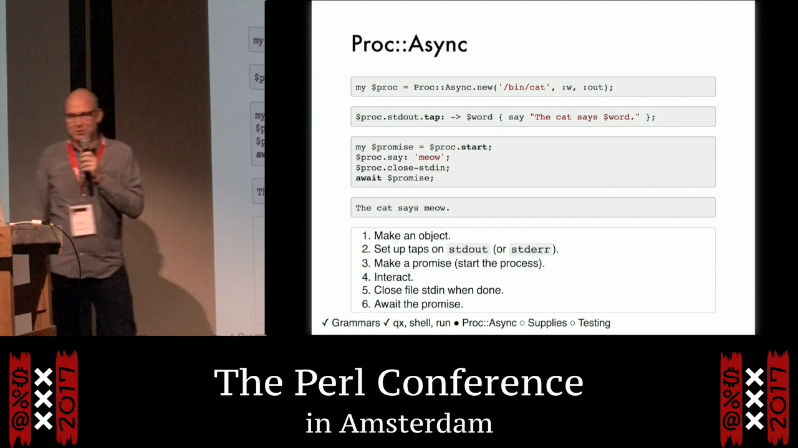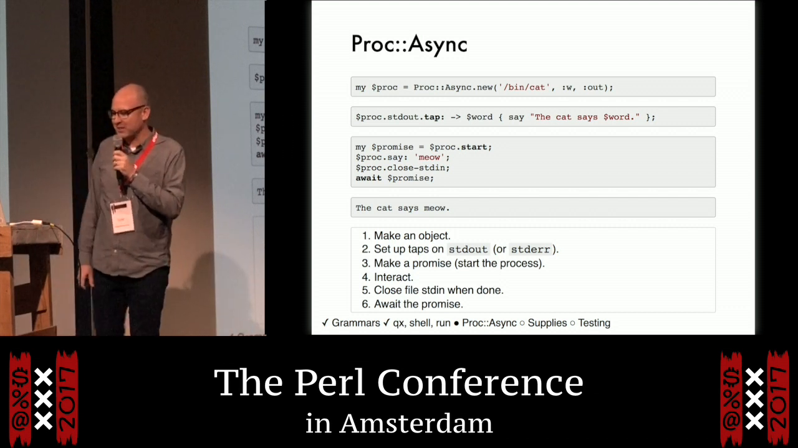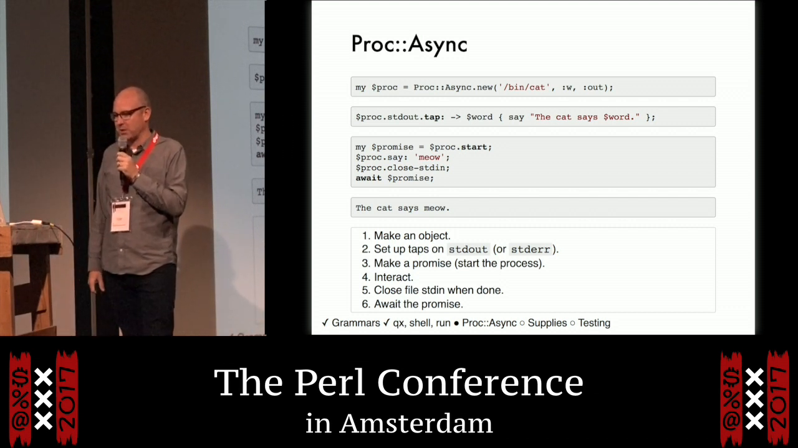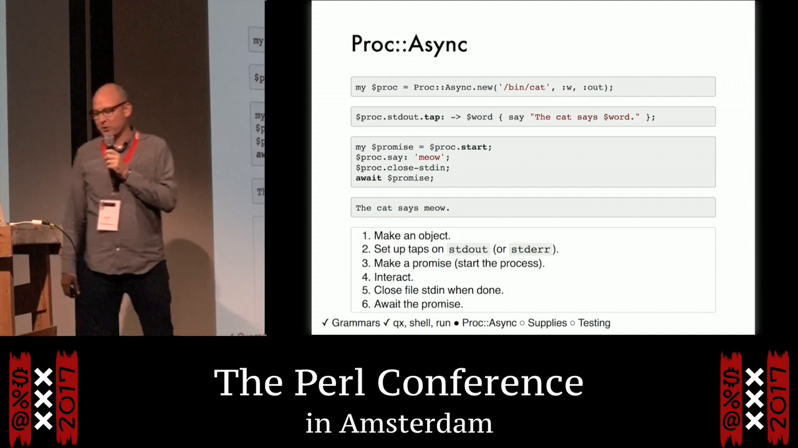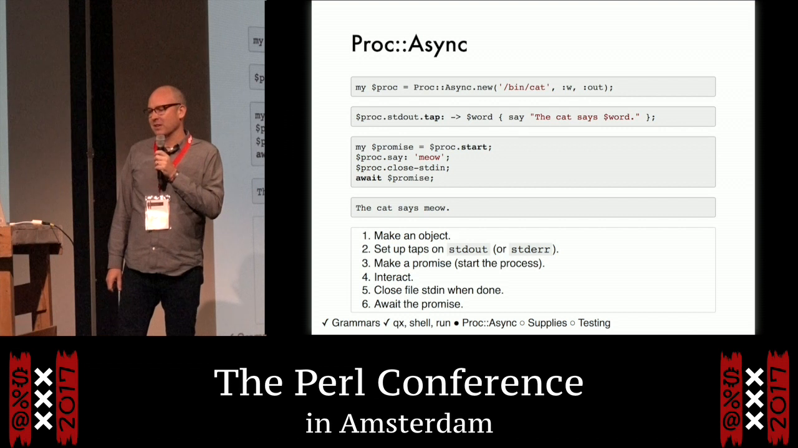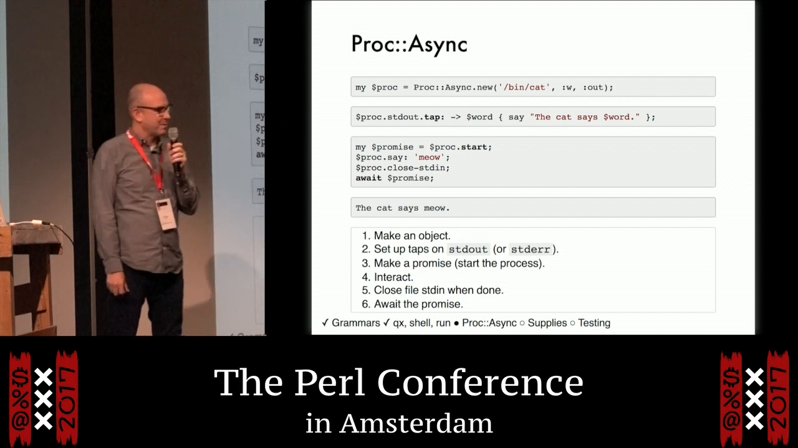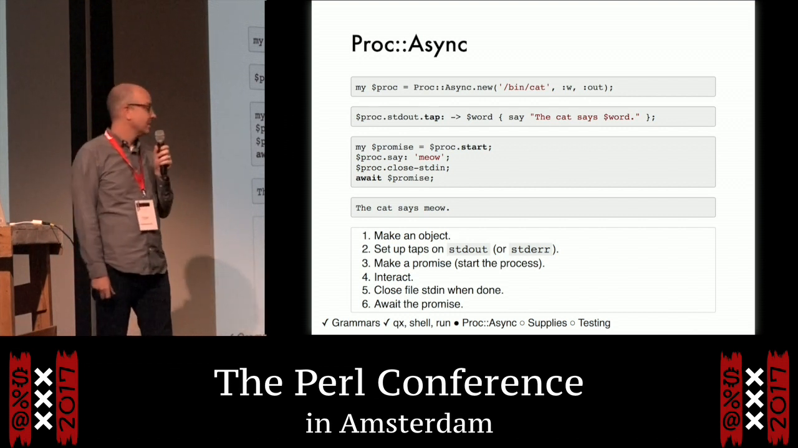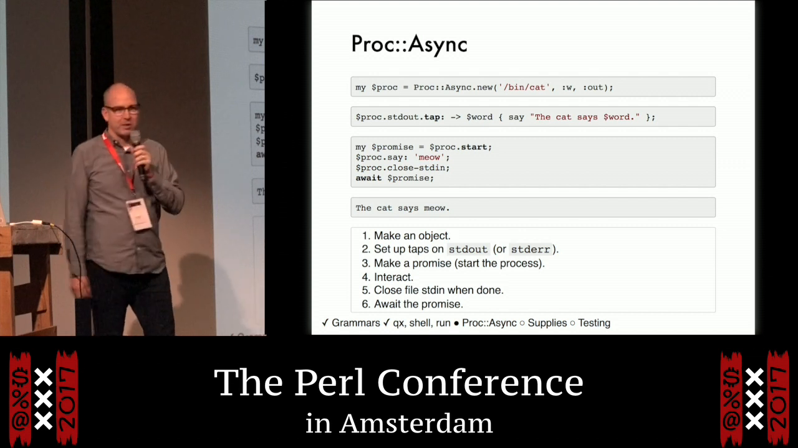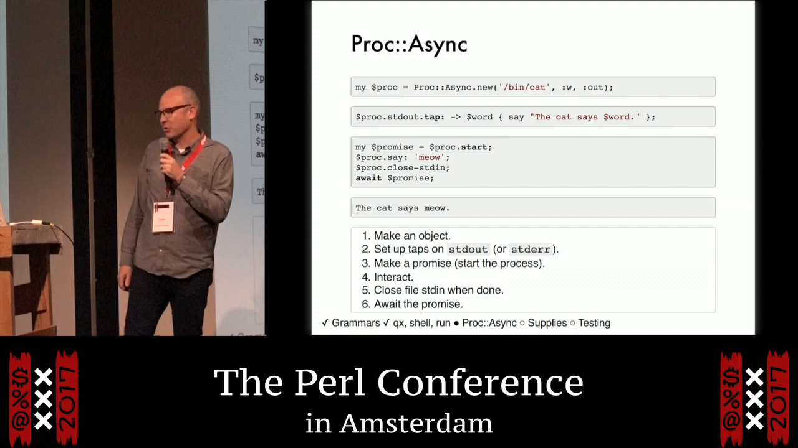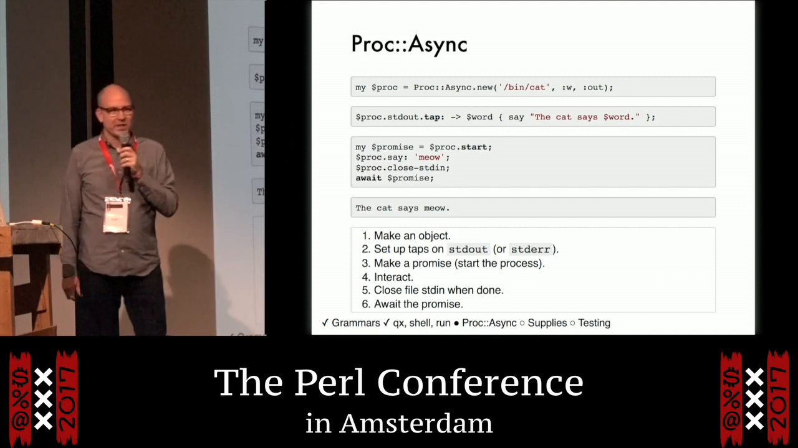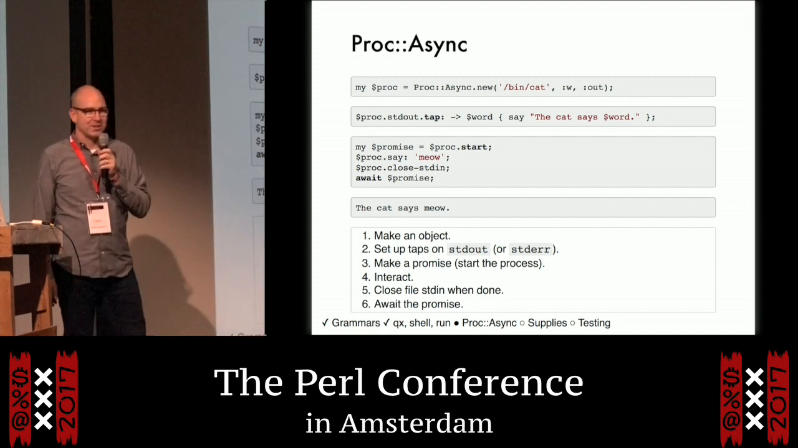So here are all the steps. Make an object, set up the taps, make a promise, which starts the process, do your interaction, close standard in depending on the command that you're running, and then finally wait for the promise. So it's a very nice way to sort of cleanly interact with other processes.